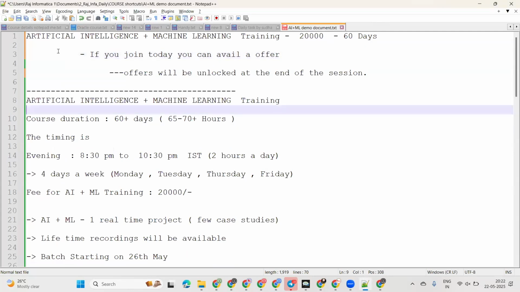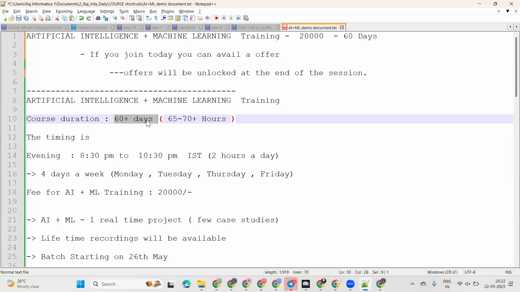Yeah. So the course name is Artificial Intelligence plus Machine Learning. The course duration is 60 plus days, and you will be getting 65 to 70 plus hours of training here. And the course fee is 20,000 rupees.